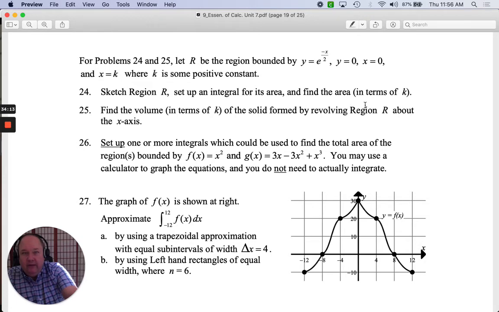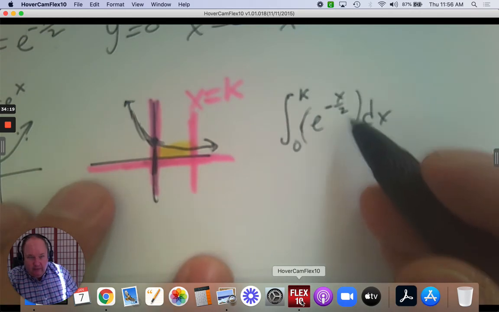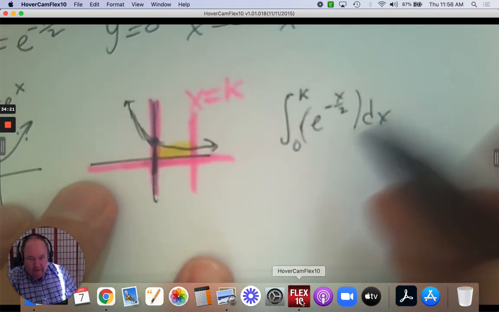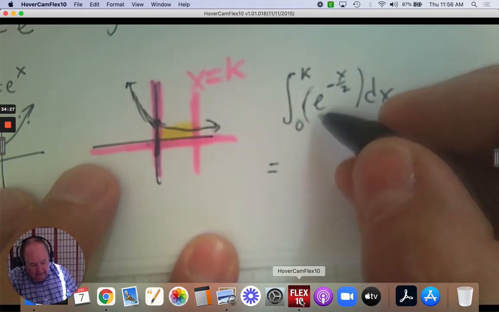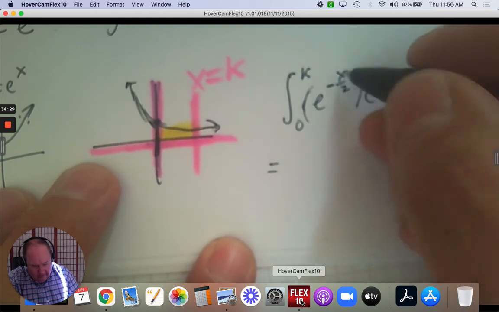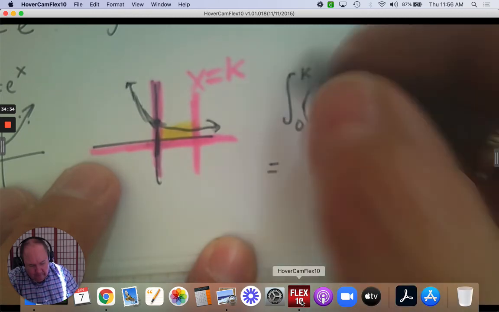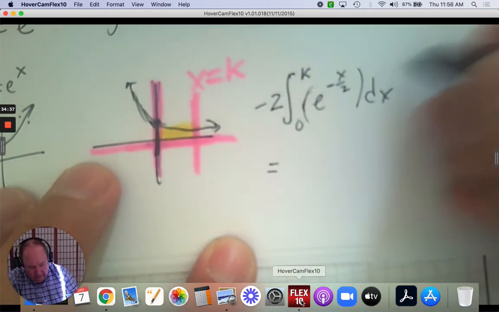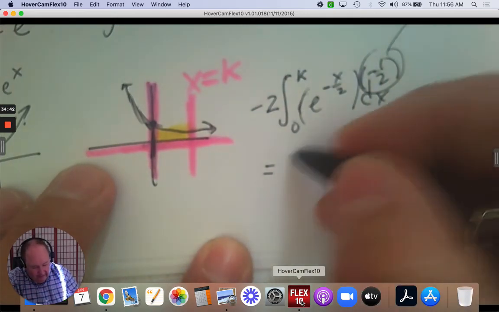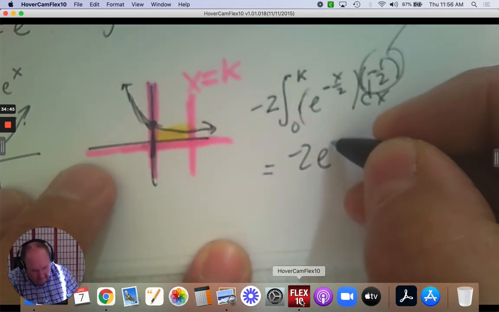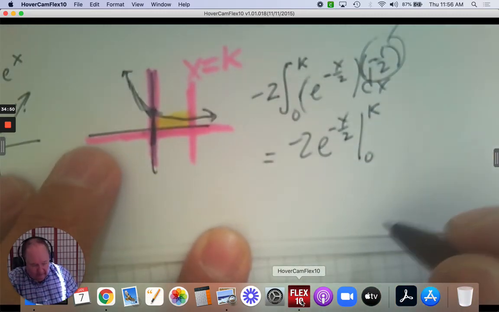And then it says find the area in terms of k. So now there's the setup. Now can you find the area in terms of k? So what's the antiderivative here? And we'll just plug in the bounds after that. The derivative of the exponent is negative a half. So to undo it, I need a negative 2 in front. And then the answer would be negative 2 e to the negative x over 2. And I'm integrating from 0 to k.